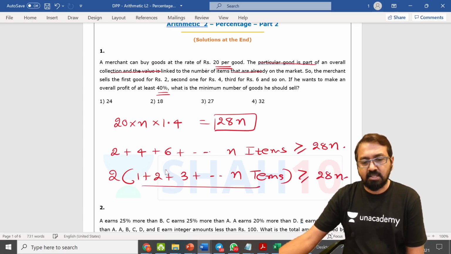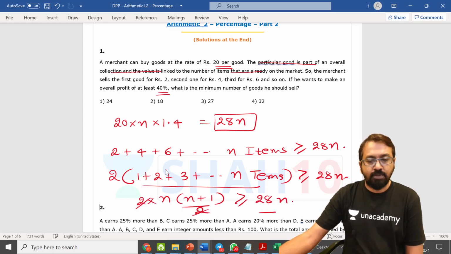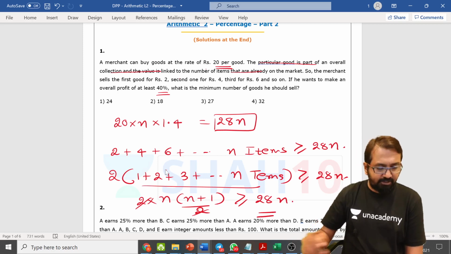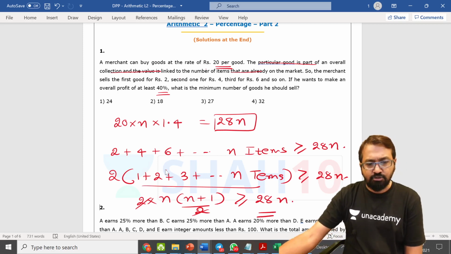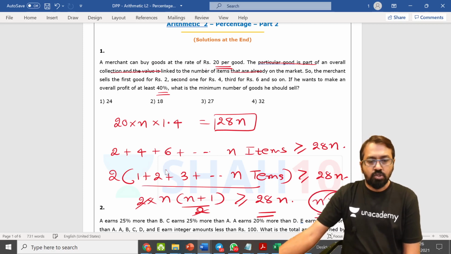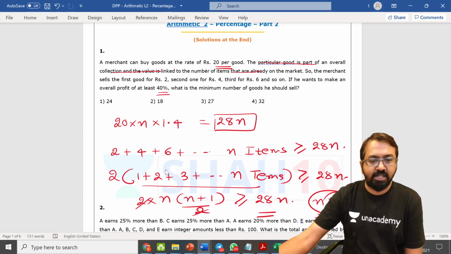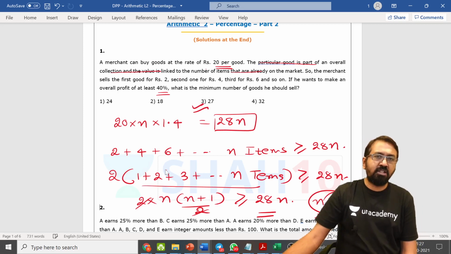So I can say this is nothing but the sum of n terms, which is n into n plus 1 by 2, and this 2 will get cancelled off over here. So this should be greater than or equal to 28n. For which value of n will it occur? You can definitely try different values, and by a little trial and error you will get that n should be greater than or equal to 27, right? For any other values, this will not be satisfied. The left part will be less than the right part. So you can easily make out that if n is 27, then 27 into 28 will be equal to 27 into 28, right? So you can straight away go ahead with option 3 for this question.